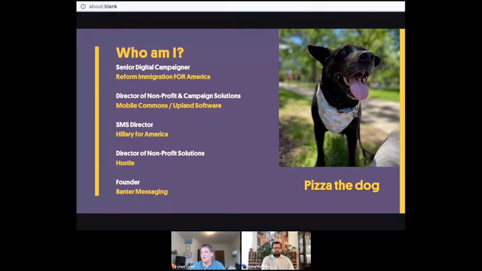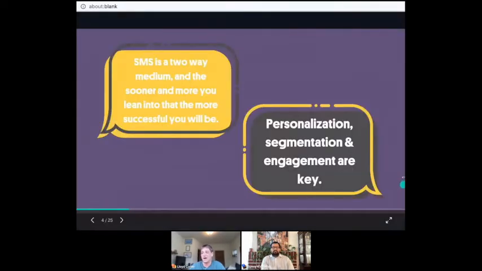All right, so I want to start with the thought that SMS is a two-way medium. So the sooner and the more you lean into that, the more successful you'll be, right? Texting is the only tool in your toolkit that is two-way, that is a way for people to speak directly back to you in that private channel, right? Folks can comment on your Instagram or comment on your Facebook or reply to an info@ email, stuff like that. But it's just not the same, and people really know it, right?